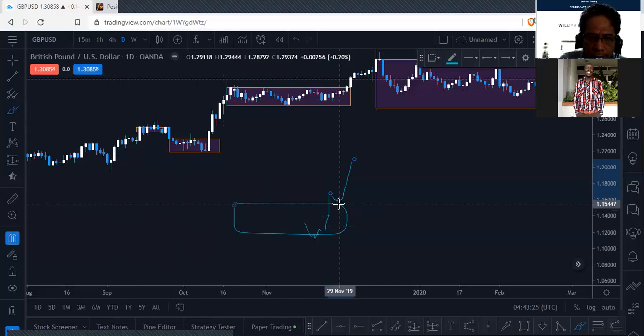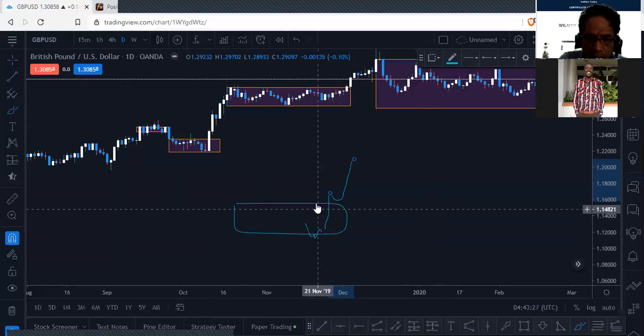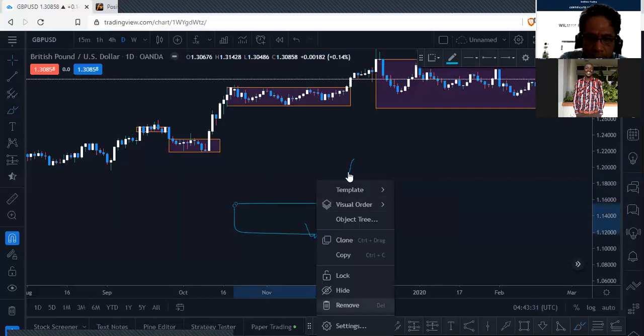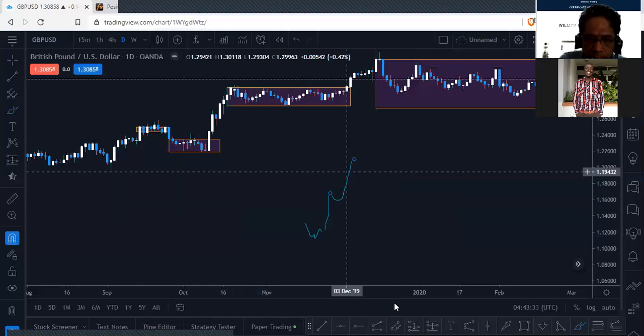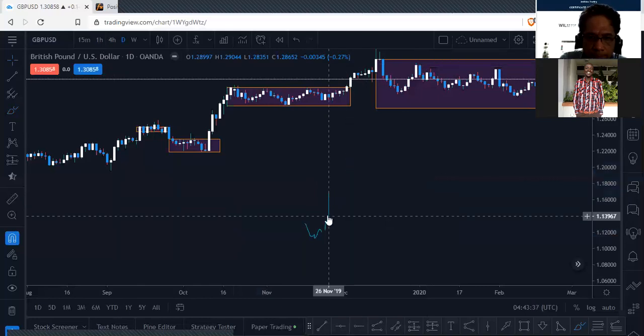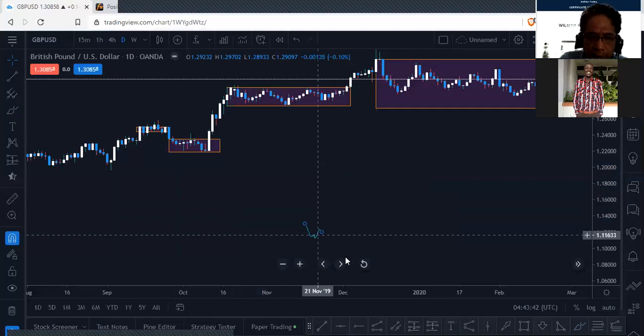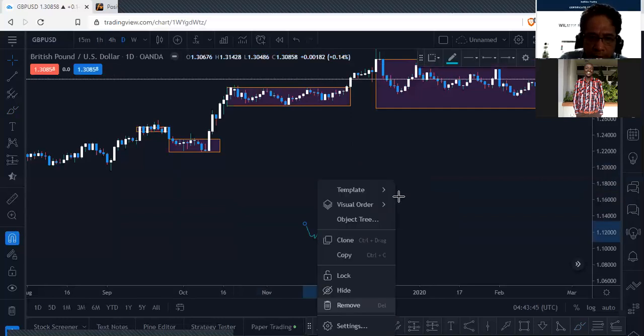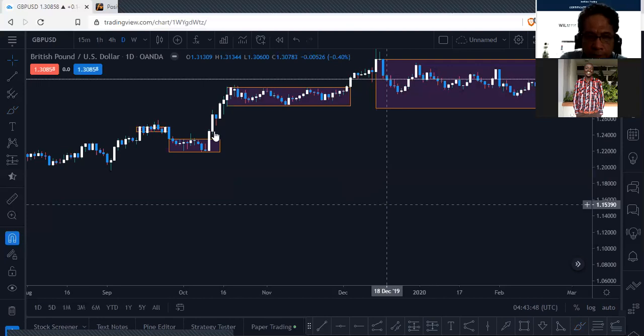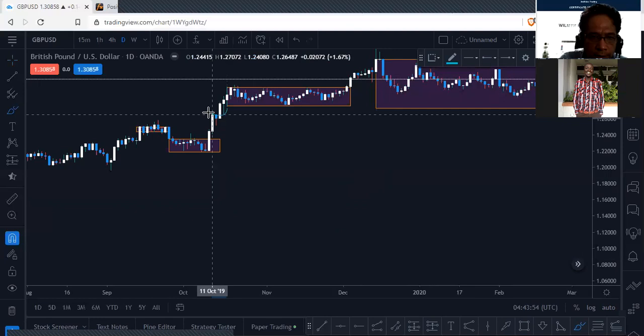So I'm going to erase this one. Okay. Remove. Then remove. And let's go to 4 hours and see what we can see. So that's how to confirm our retest, if the structure in 4 hours is confirming it. So I'm going to circle this area and we are going to investigate what the market is doing on lower time frame.